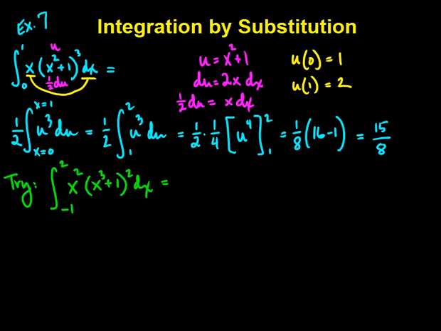Okay, so now I'd like you to try one of these. Integral from -1 to 2 of x squared times the quantity x cubed plus 1 squared dx. Remember, in addition to swapping out all of your x's for u's, you want to swap out your limits of integration for u values in terms of those x values. You can stop the video here and work on that, and I'll give you the answer in a few seconds.